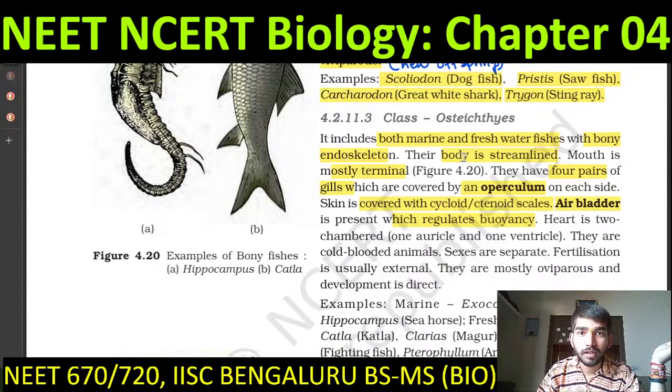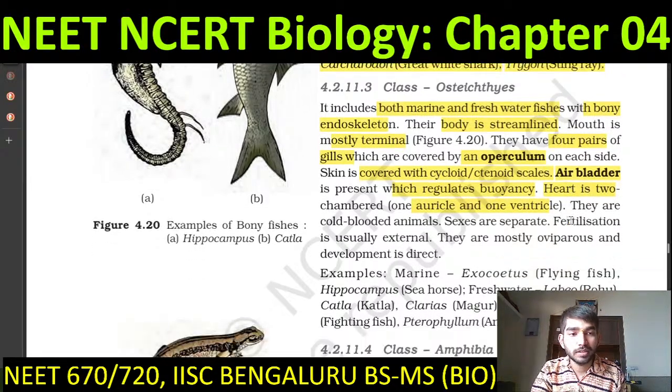In the osteitis, there is no air bladder present, meaning they have to always swim to keep floating to avoid sinking in the water. Heart is again two-chambered, one auricle, one ventricle. So this is same as osteitis. We can just compare and study to easily remember the things.